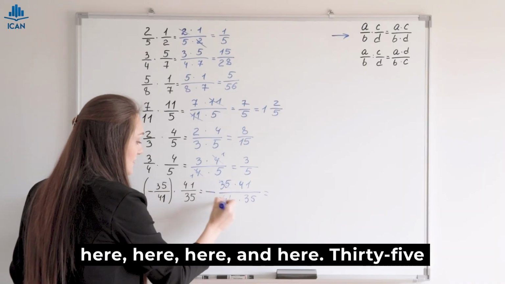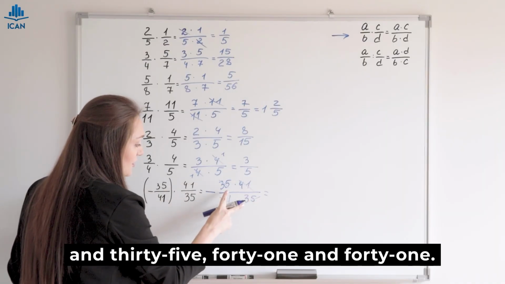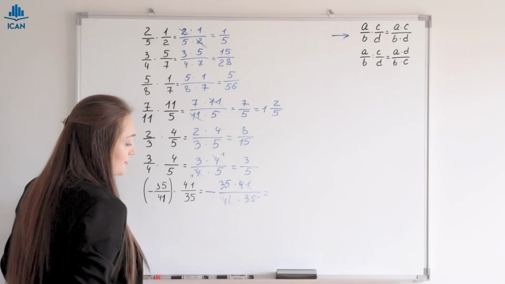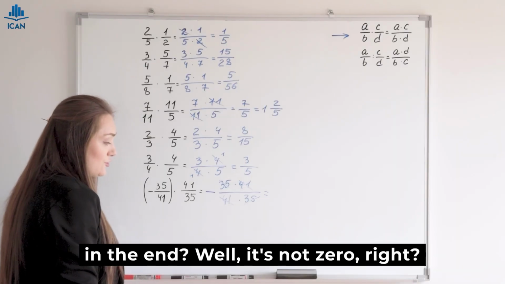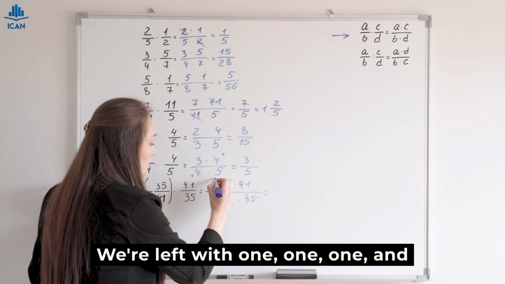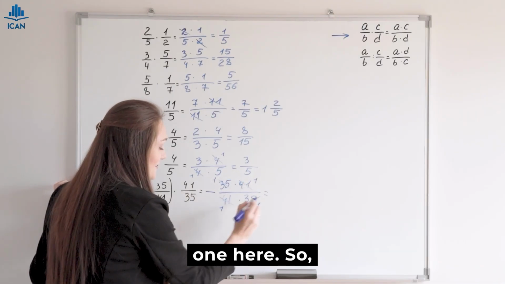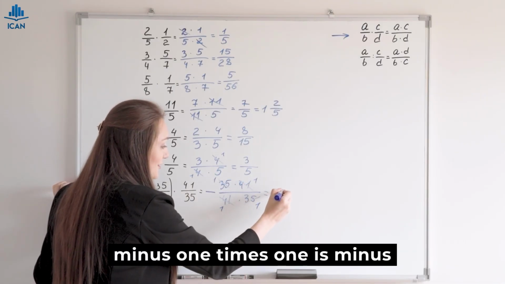We simplify here, here, here, and here. 35 and 35, 41 and 41. And what's left in the end? Well, it's not 0, right? We're left with 1, 1, 1, and 1 here. So minus 1 times 1 is minus 1.